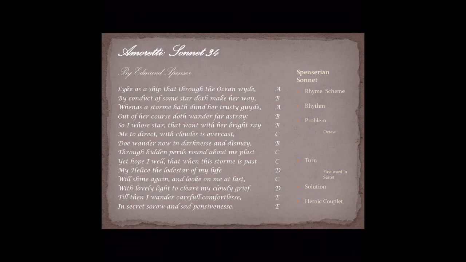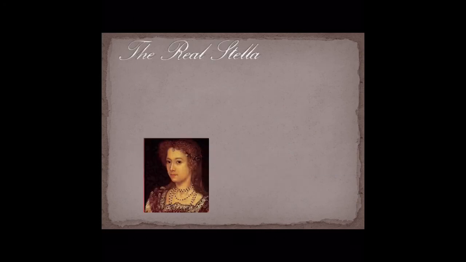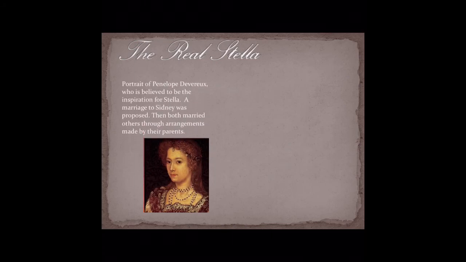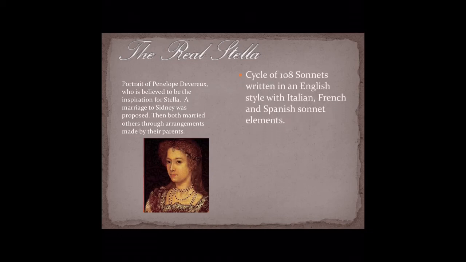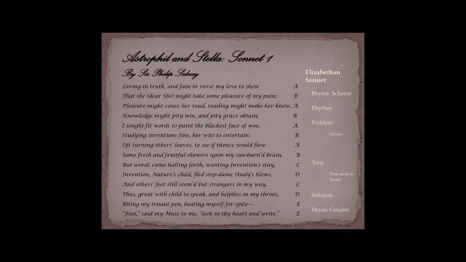It is by Sir Philip Sidney. The cycle is called Astrophil and Stella, An Anatomy of Love. Most scholars believe that Penelope Devereux is the woman that the sonnets are dedicated to. It's written in English style with Italian, French, and Spanish sonnet elements, and it is more the traditional subject of the unattainable married woman. Take a minute and stop the video to read this poem.